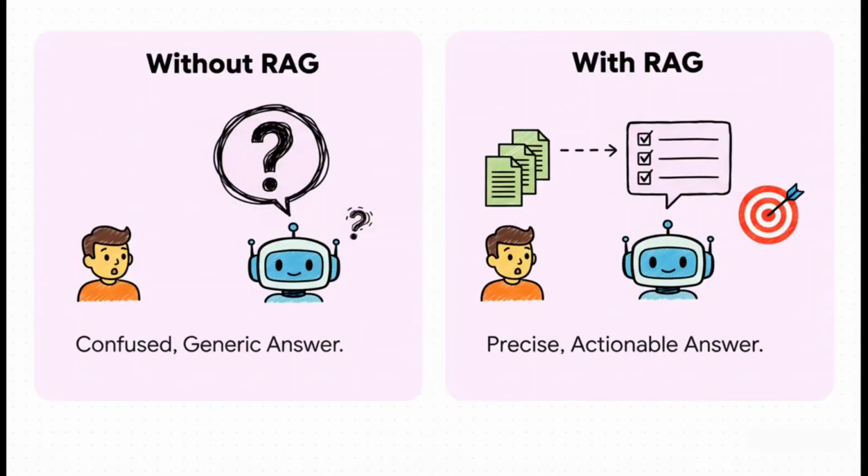And here is where it all clicks. The difference is just night and day. Without RAG, you ask a question about your tool and you get a generic textbook answer that's basically useless. With RAG, the chatbot has access to your actual documentation and gives you specific, actionable steps. It literally transforms the AI from a generalist into a true domain expert.